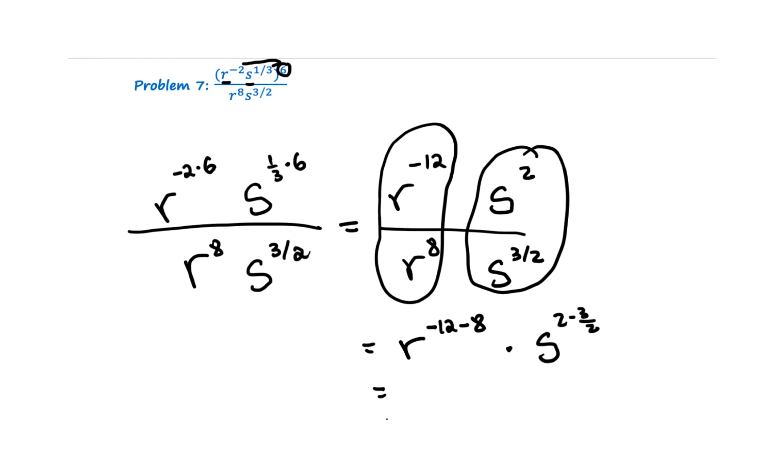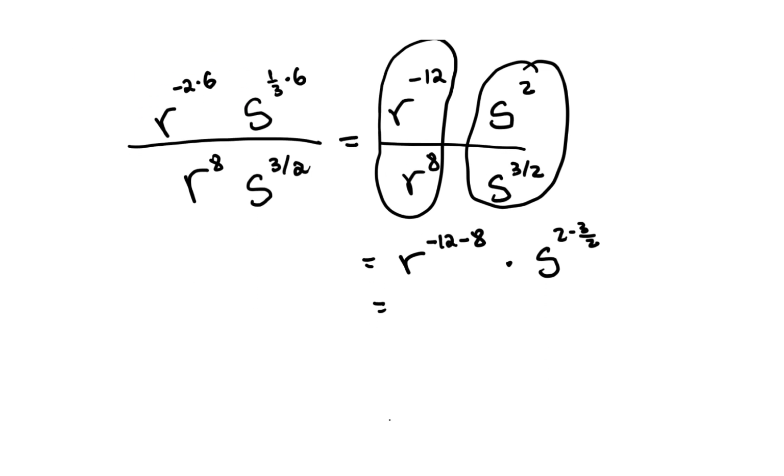Okay, so now subtracting, r to the power of negative 20, same sign, keep and add. And here I have s, they don't have the same denominator, so times 2 here, over 1 times 2. So that's 4 over 2 minus 3 over 2. All right, so that's r to the power of negative 20 times s to the power of 4 minus 3, that's 1/2.